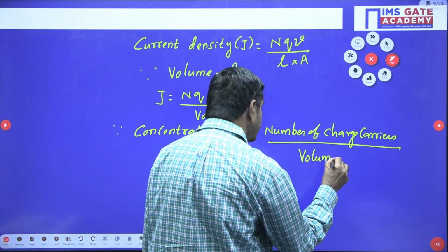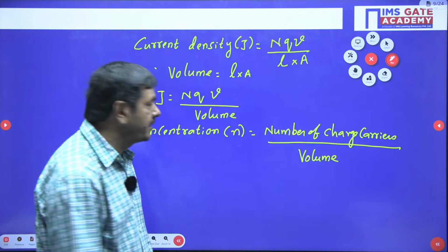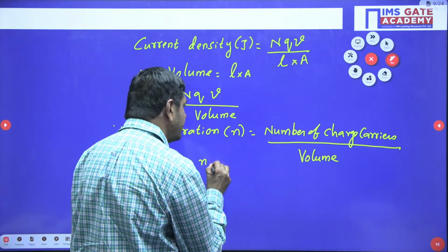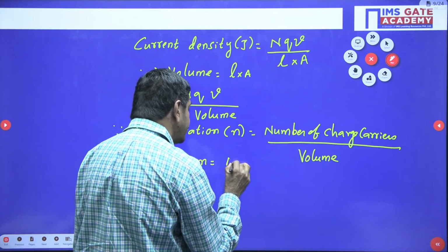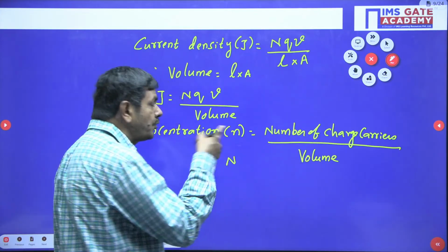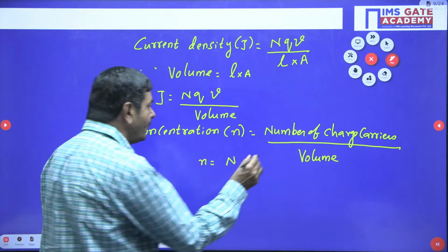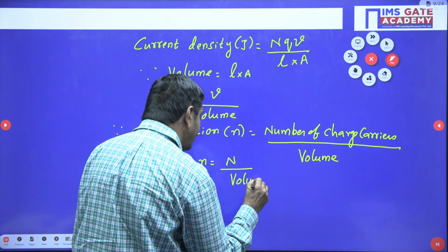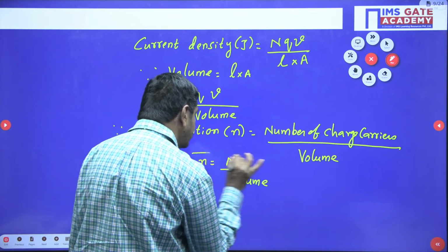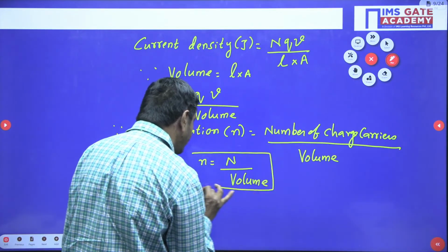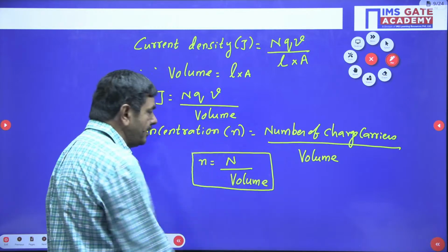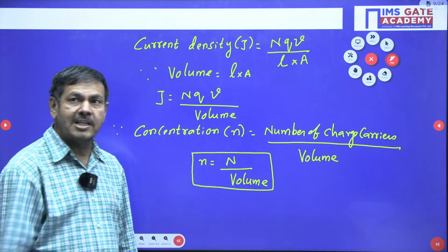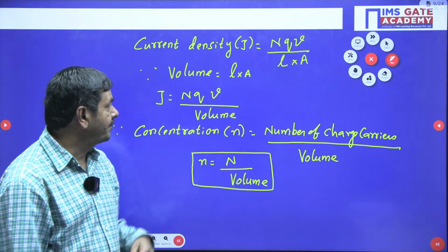Number of charge carriers per volume is said to be concentration. So I can write clearly n equal to number of charge carriers, small n only, don't take N into Q. N by volume is nothing but the concentration. This is one of the formulas. You must remember, every formula is very important. One more formula you can create from this one.